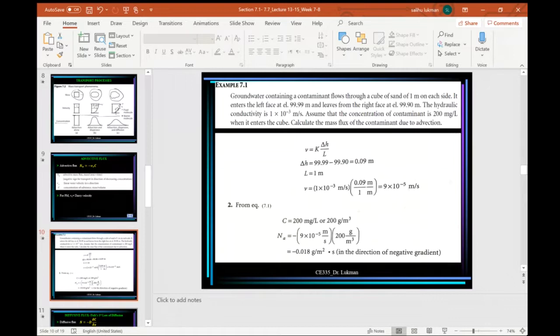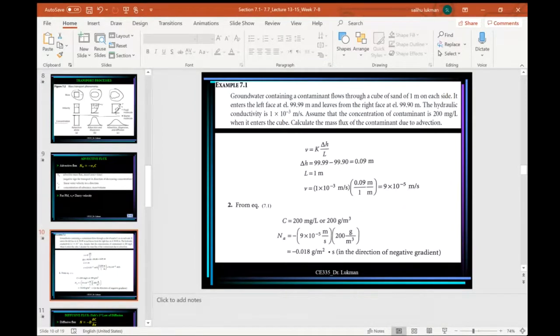Here, the contaminant can be salt. The concentration of salt in seawater, you find it to be like 2,000 milligram per liter. That's very high. Here it says calculate the mass flux of the contaminant due to advection.